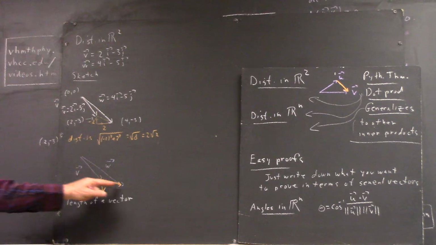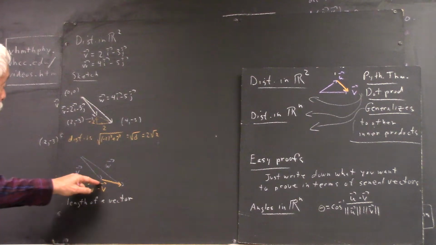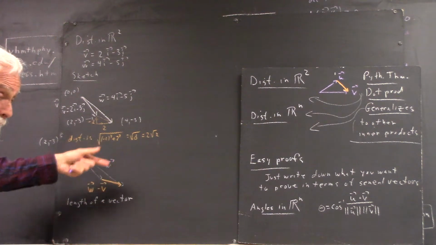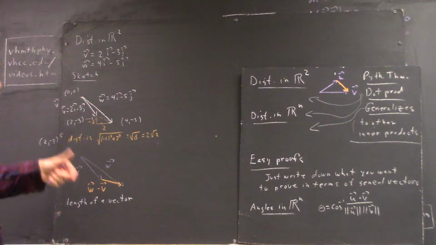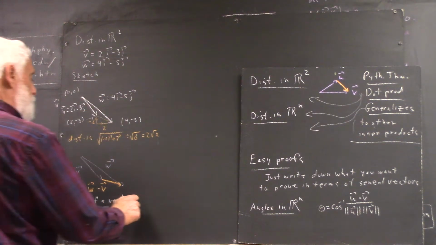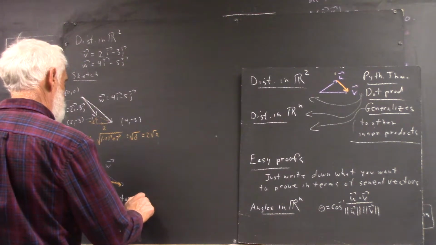Well, what would the length of this vector be? Well, this vector goes 2 units this way and 2 units this way, right? So its length is just, again, the square root of 8, 2 times the square root of 2. I'm going to define the length of the vector, though.